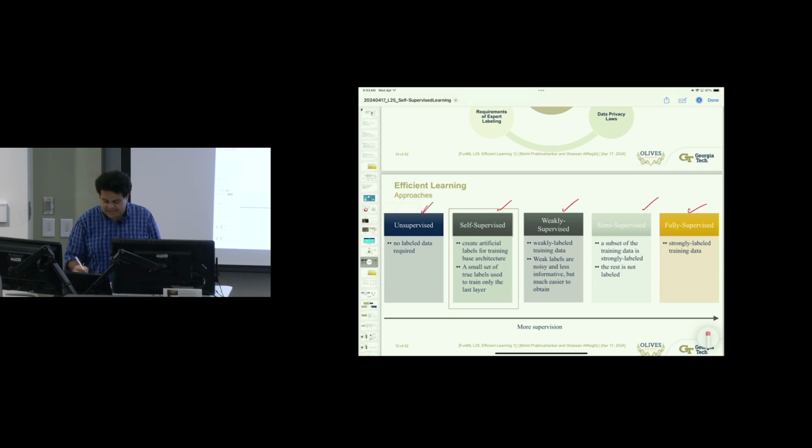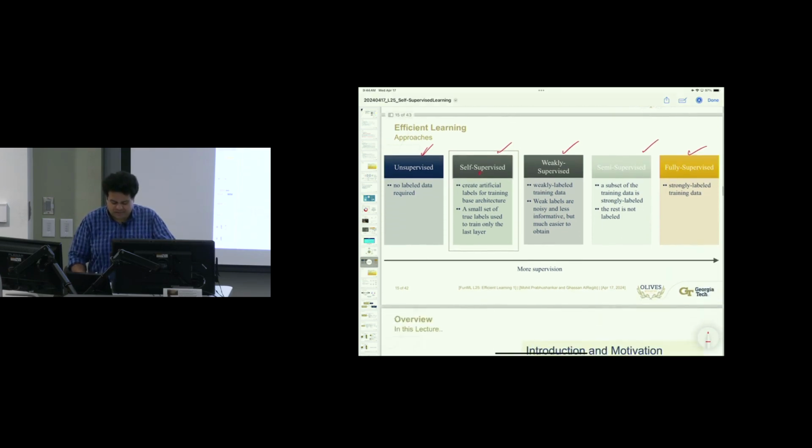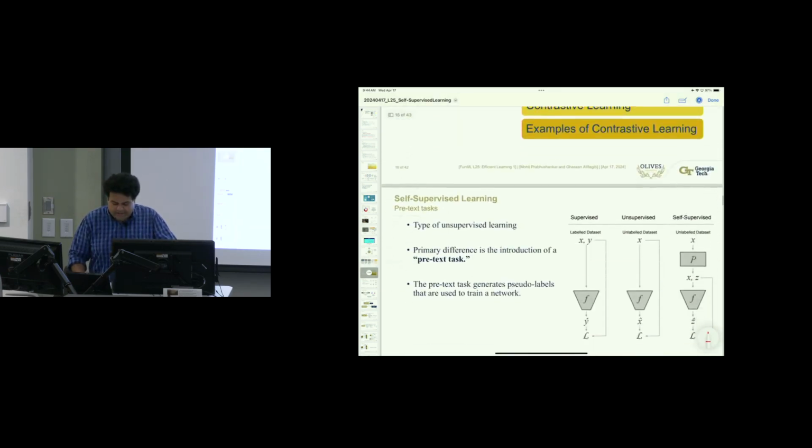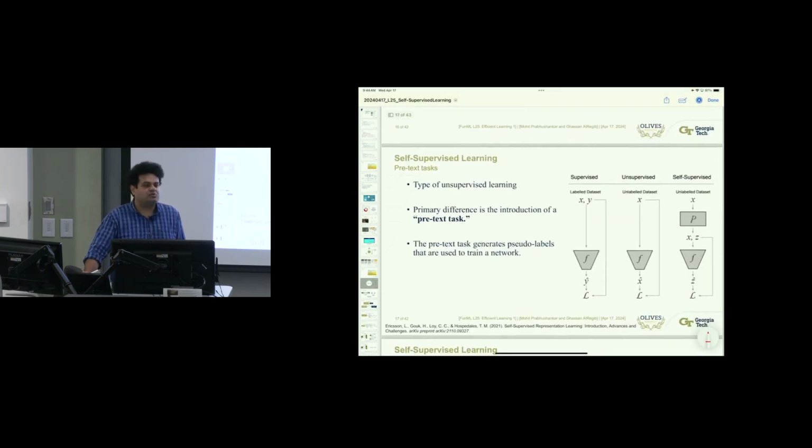Maybe we'll have a couple of slides. I'll see if next lecture I can have a couple of slides on the other two. But what we'll be learning for the majority is self-supervised learning. This lecture will be dedicated to just this part, which is self-supervised learning. All right. So what is self-supervised learning?